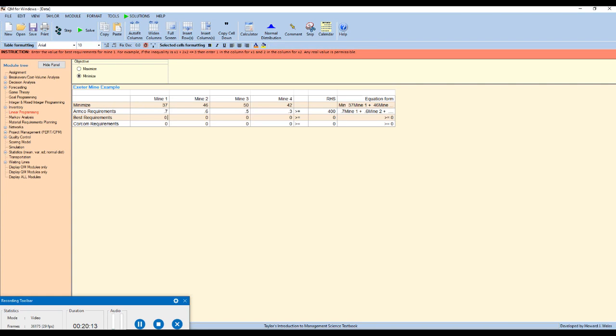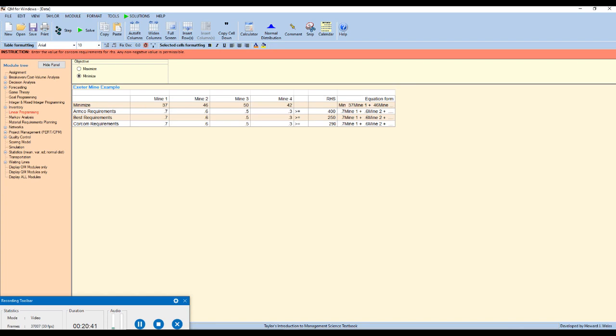Again, 0.7, 0.6, 0.5, 0.3 must be greater than or equal to the 250 tons they require. 0.7, 0.6, 0.5, 0.3 must be greater than or equal to the 290 tons they require. All of these once completed.